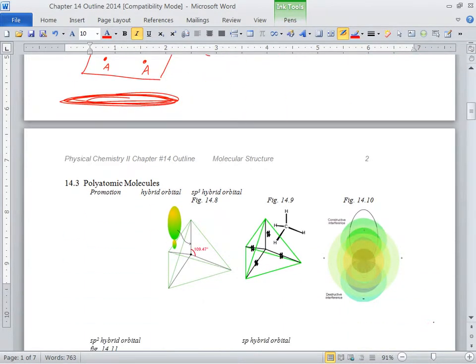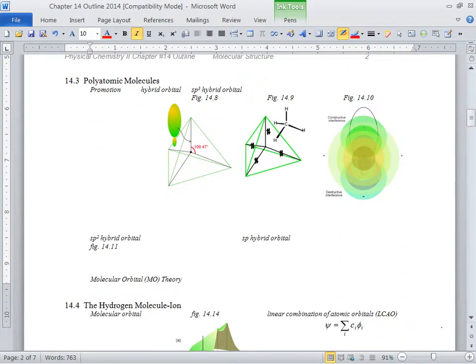Okay. Polyatomic molecules. So now we're still sticking with this valence bond theory. And valence bond theory has this idea of promotion. And you may have heard of this. If I write carbon's noble gas core electron configuration, right, it'd look like this. Are you with me so far?